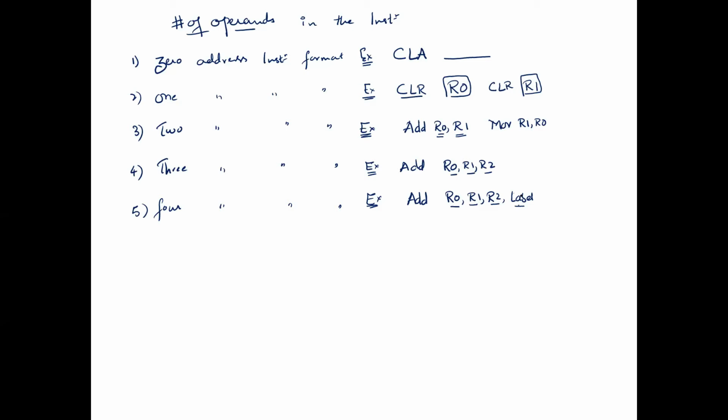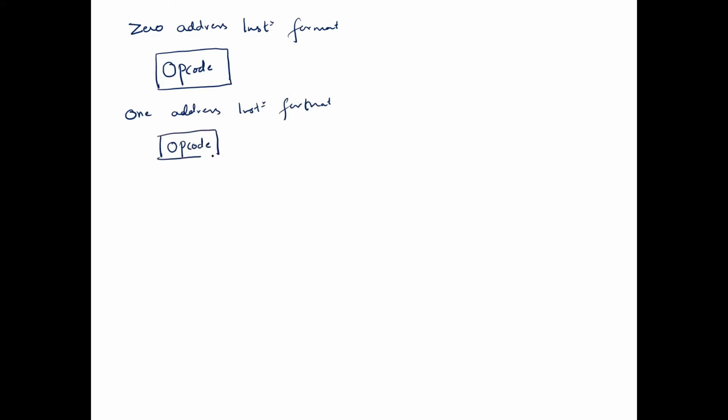format is best suitable. I will write a general syntax for zero address instruction format. So the general syntax will be what? Just we are going to mention only opcode. In one address instruction format, you will have an opcode, right? And along with this opcode, we have another field that will be reserved for an operand. Only one operand we are going to mention.